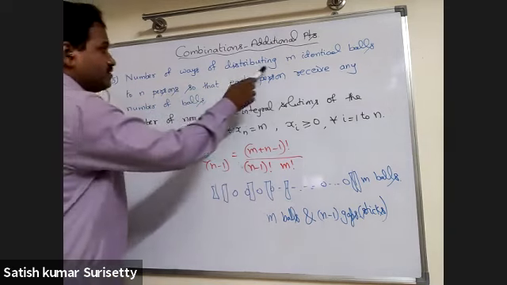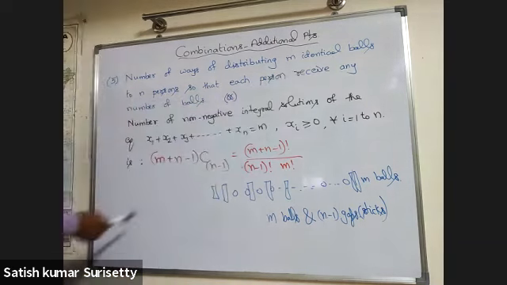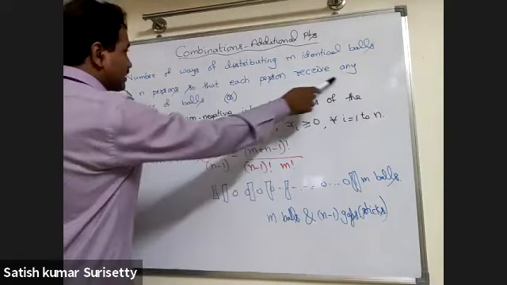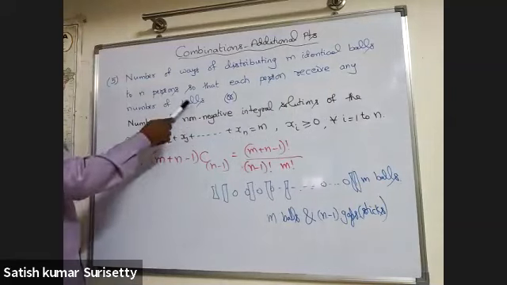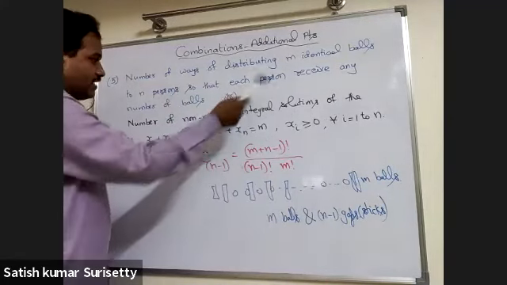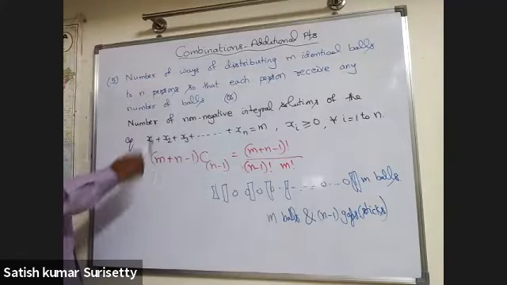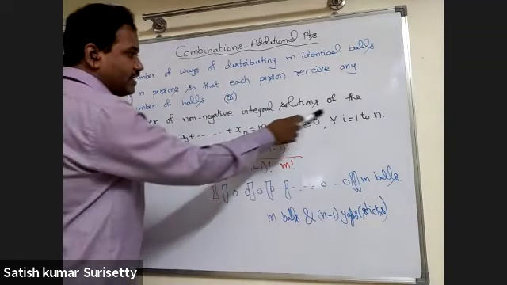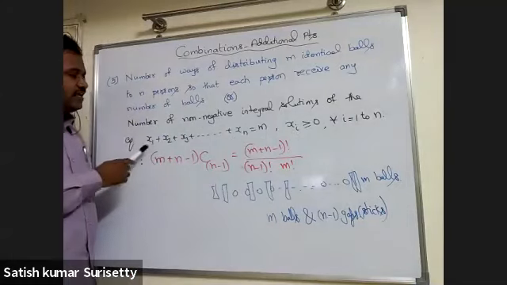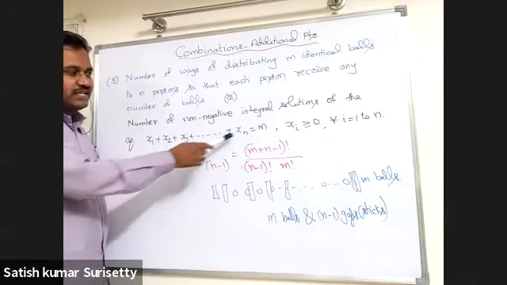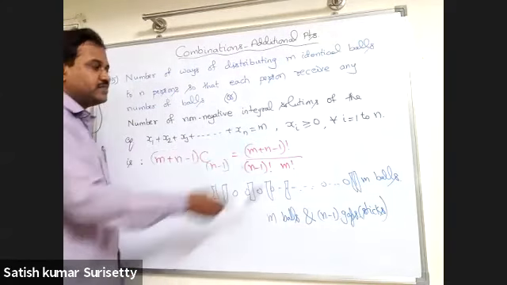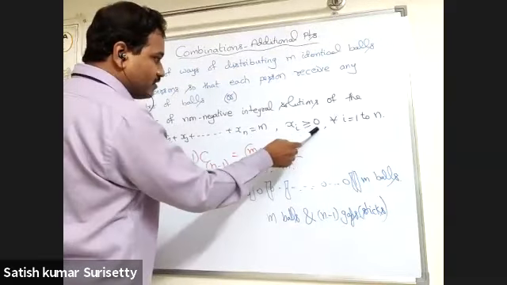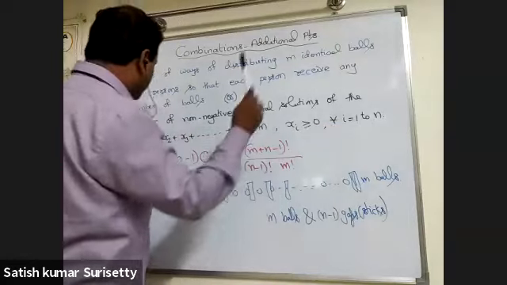The number of ways of distributing m identical balls to n persons so that each person can receive any number of balls, which means it can be 0 or it can be more, which is another way of saying the same statement: the number of non-negative integral solutions of the equation x1 plus x2 plus x3 and so on xn equal to m. That is, non-negative means 0 can be included, that is xi greater than or equal to 0 for all i equal to 1 to n.